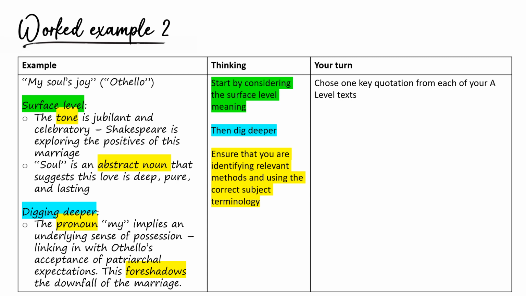Okay, another task for you. It's your turn. I want you to choose one key quotation from each of your A-level texts. It might be this one from Othello, or it might be one from a different play. You should hopefully then have about 4 or 5 quotations, and go through the process with them. What do you see on the surface level? What do you see by digging deeper? And then go through your work and highlight where you've used the relevant subject terminology, just to make sure that you're hitting that brief on the mark scheme. Okay, and then when you've done that, start the video again.